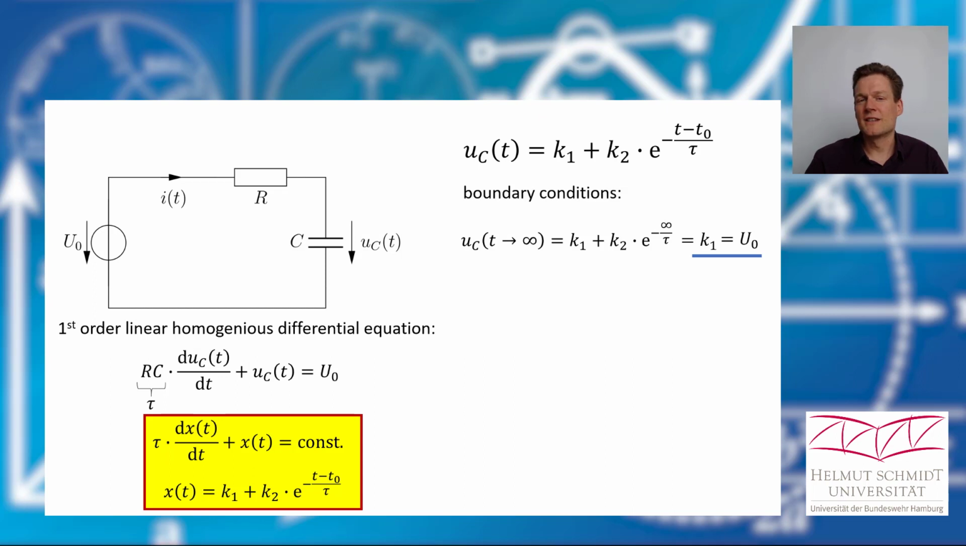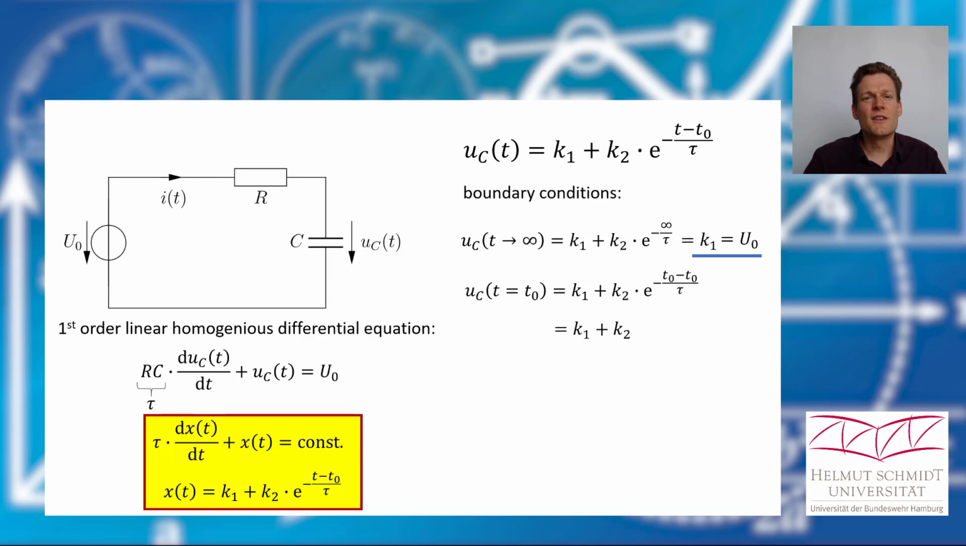Okay, and there's another constant, and therefore we take the other boundary condition, and that is the moment where we closed the switch, so it's t0. Let's have a look at our equation. Here we have e to the power of minus t0. So the exponent is 0 and e to the power of 0 is 1. So that means that our equation is just k1 plus k2. This is mathematics. And now we have a look at our circuit.